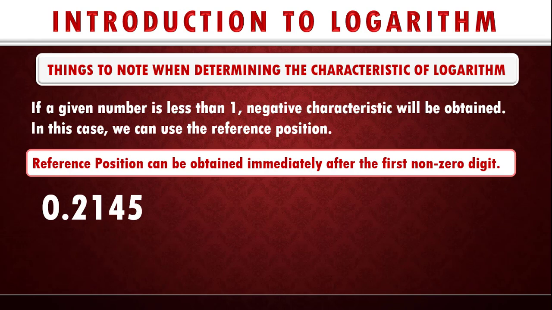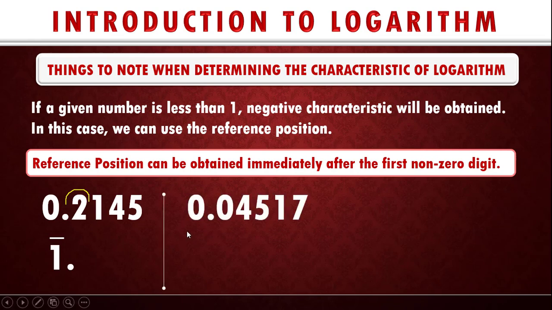In such a scenario, all you need to do is to count from here. You count from this decimal point to that reference position to know your characteristic. That is 1. Since that is 1, that means we will have a characteristic of bar 1. Let me show you another example.